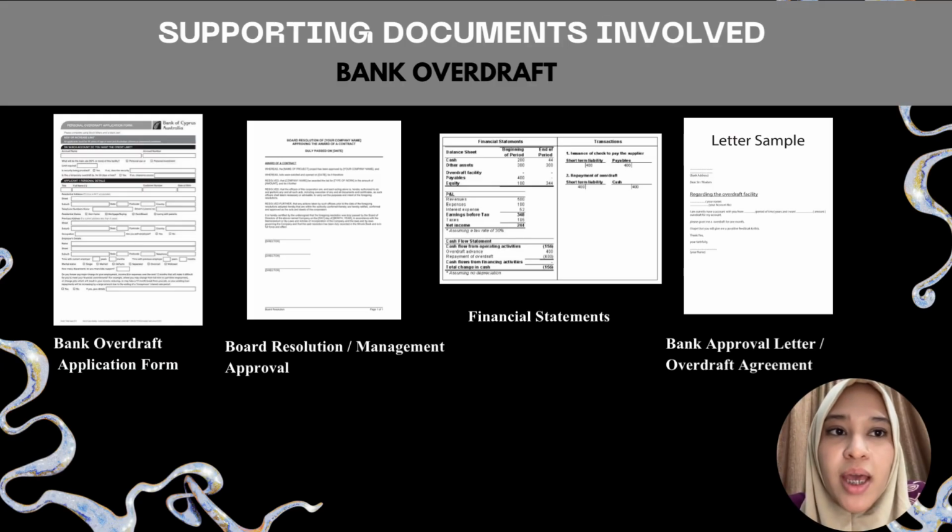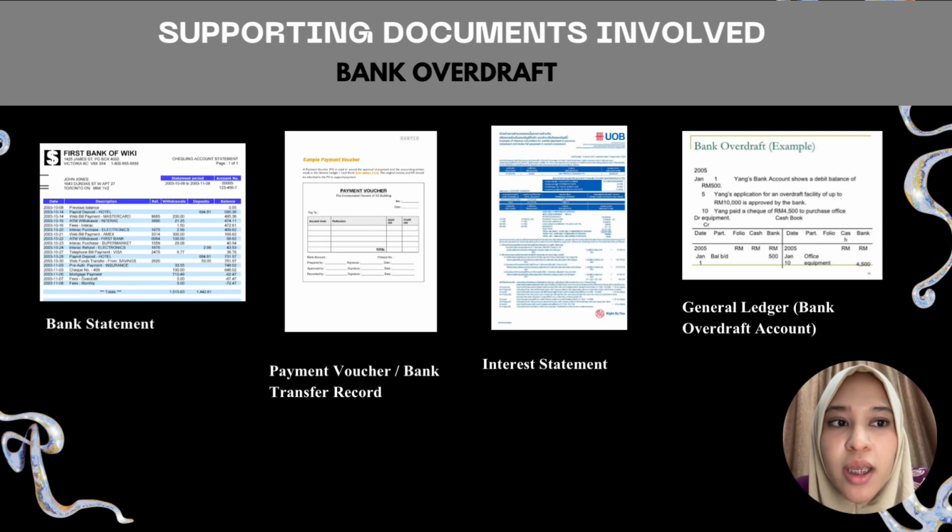To set up and monitor our overdraft, we need these documents: the bank overdraft application form, board resolution approval, financial statements, and the final bank approval letter. Lastly, for daily tracking, we rely on the monthly bank statement, payment vouchers, interest statements from the bank, and also our own general ledger. That's all for me.